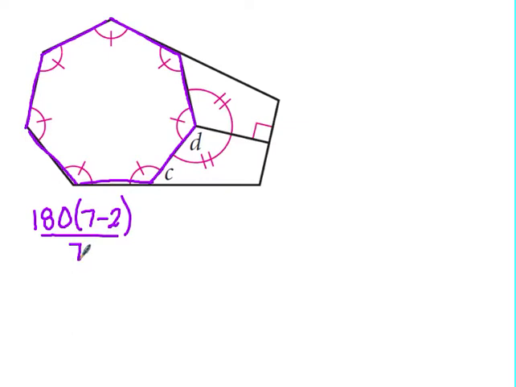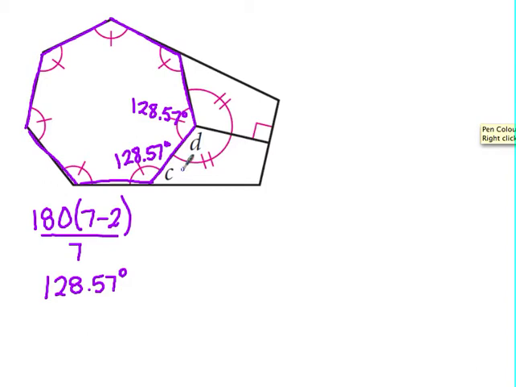This doesn't come out even either. What does it come out to be? 128.57 degrees. So that means this is 128.57, and this is 128.57. With that in mind, what is C going to be? 52. Oh, not 52. 51.43 degrees. So that's what we know C is, 51.43 degrees.